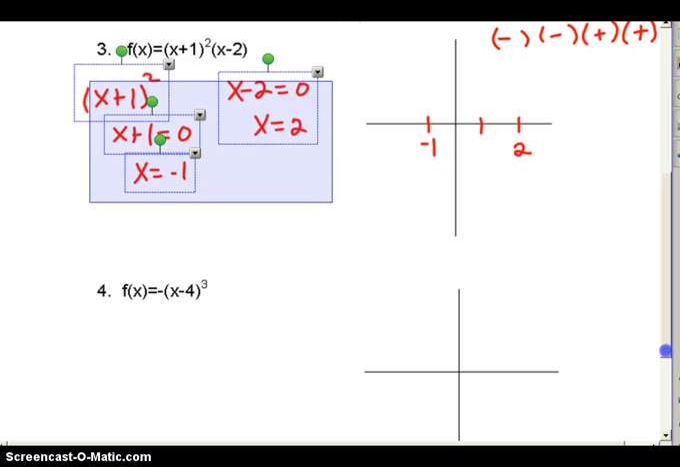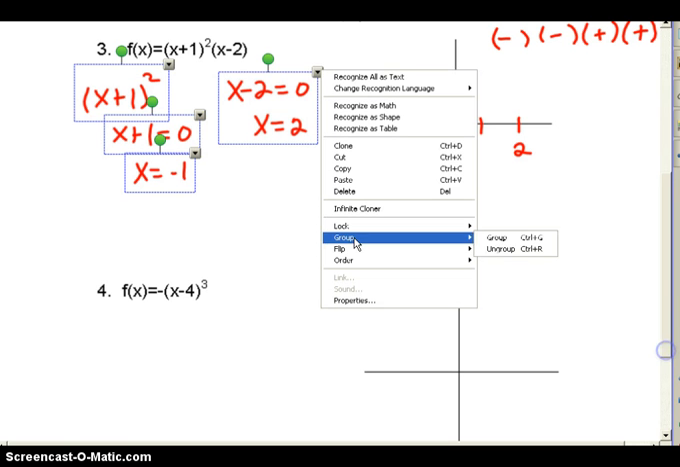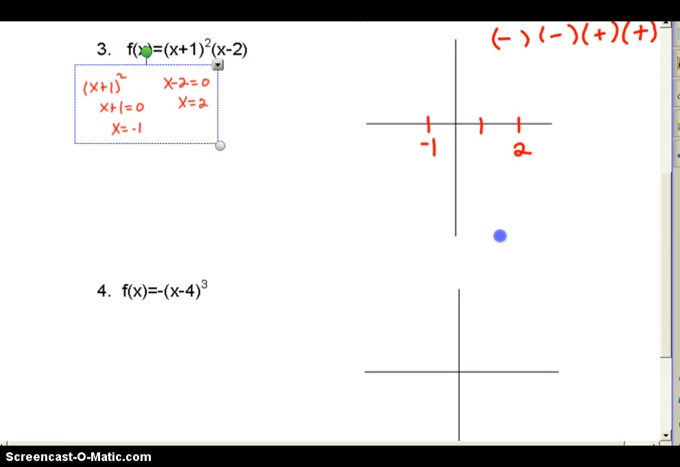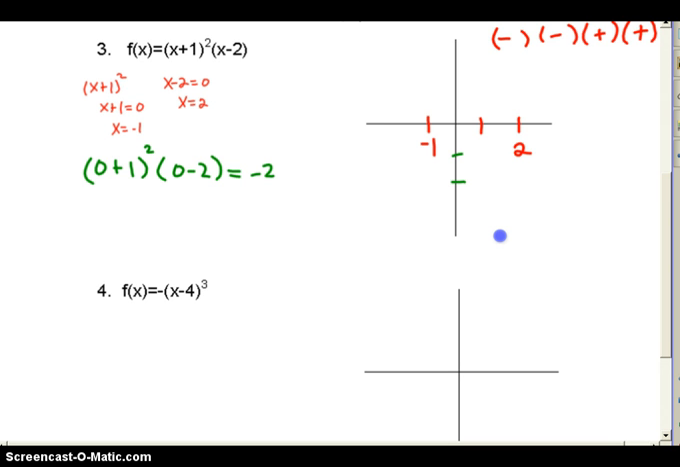Okay, now we need to figure out where does it cross the y-axis. So I'm going to plug in 0 for x. So 0 plus 1 quantity squared times 0 minus 2. And 1 times negative 2 is negative 2. So my graph is going to cross y at negative 2.